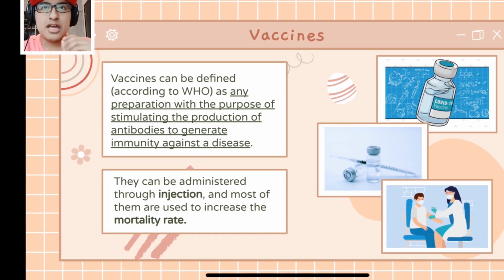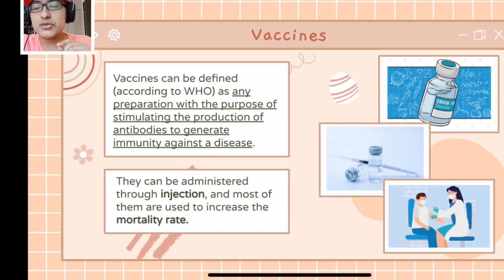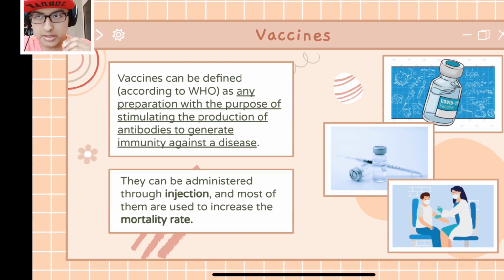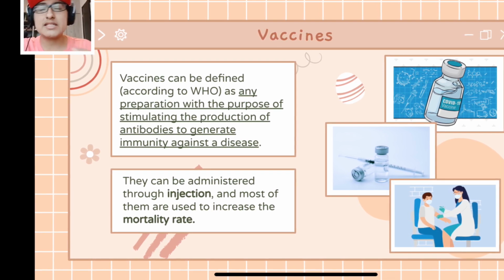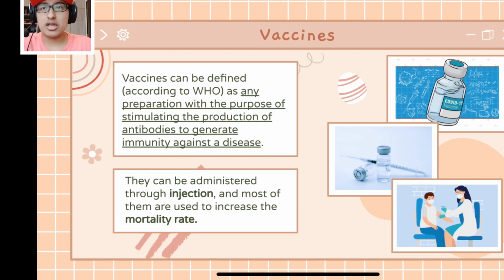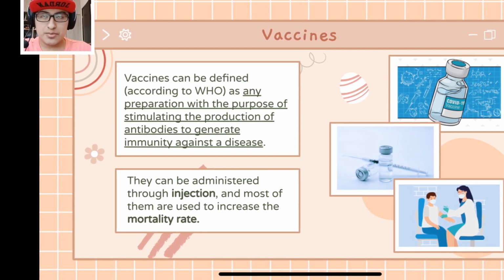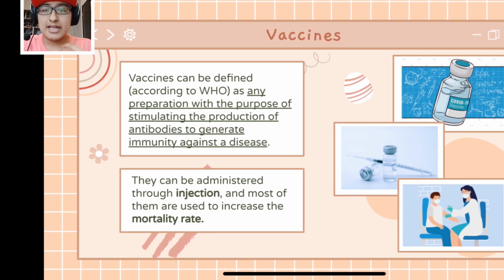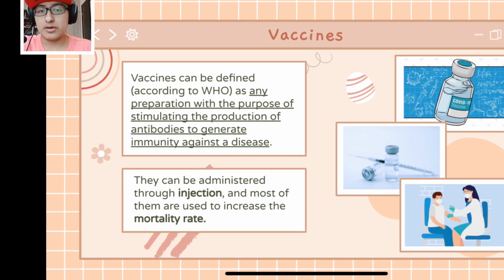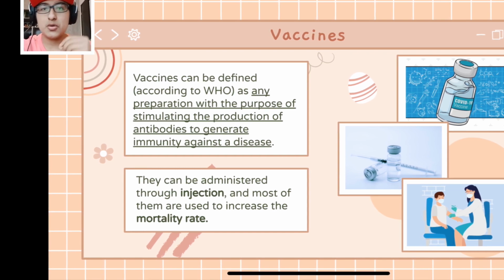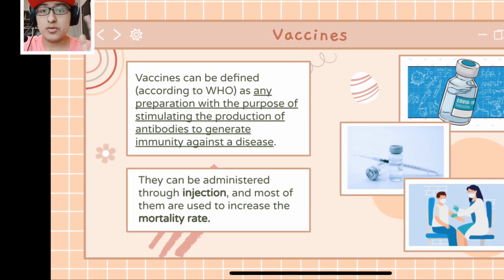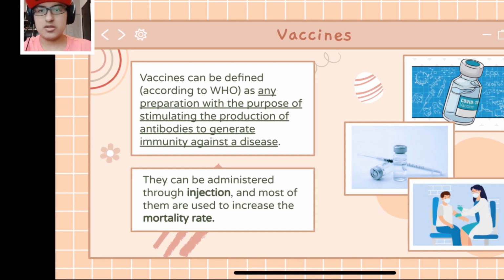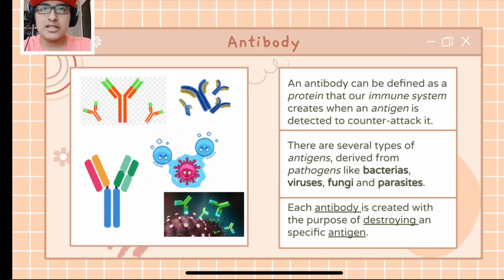Now, vaccines can be administered through injection, and most of them are used to increase the survival rate. This is a really important point that I consider something amazing because in the last century, the survival rate among children increased, because that's the period of our lifespan where most of us humans get the vaccines we need to survive the rest of our lives in a proper way. So, yeah, I think that's really important about science, that it really increased our survival rates in general for our species.